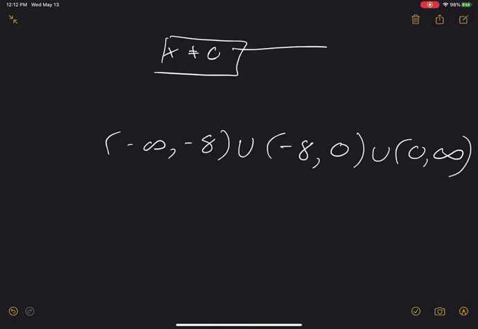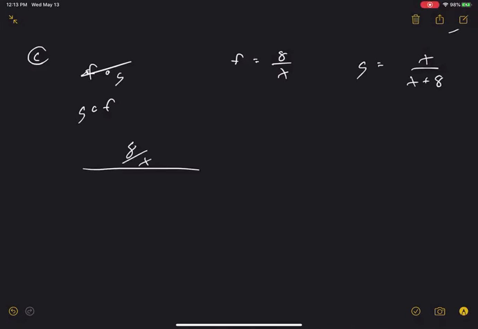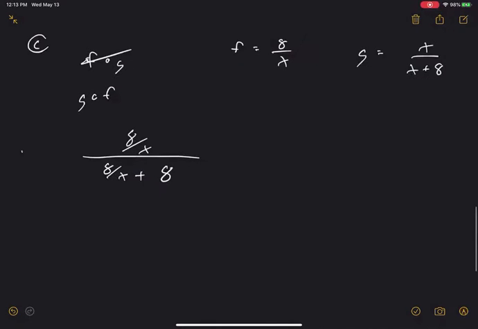Okay. Let's try part C. So part C would be to find, so we found f of g before. Now let's find g of f. Remembering that f is equal to 8 over x, g is equal to x over x plus 8. Okay. So now I'm going to start writing my g, but instead of x's, I'm going to write my function f. Okay. And then I'm going to simplify.